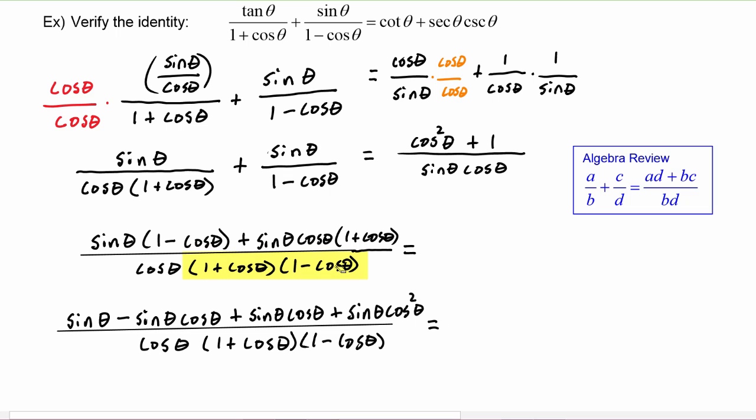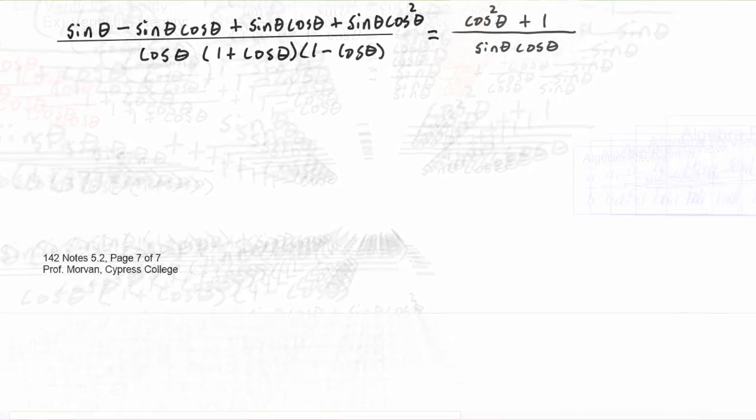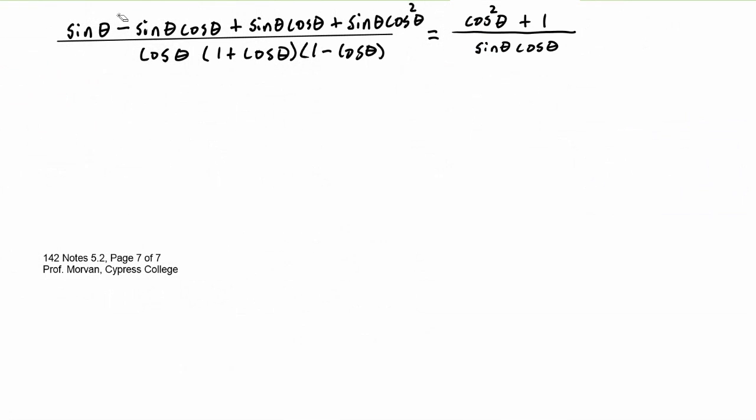At this point, we may have chosen to want to multiply these together and get 1 minus cosine squared, but the reason I'm leaving them factored is because I'm not sure if I'm going to get to a place where I can cancel something. Until I get to that place, I want to leave everything factored here to see what happens in the numerator. In this numerator now, we have a minus sine theta cosine theta and a plus sine theta cosine theta. So those two are going to cancel each other out.